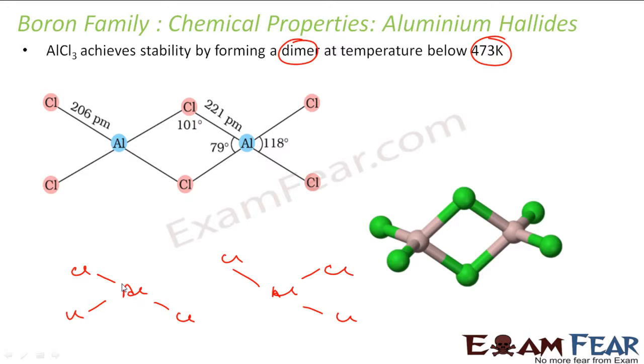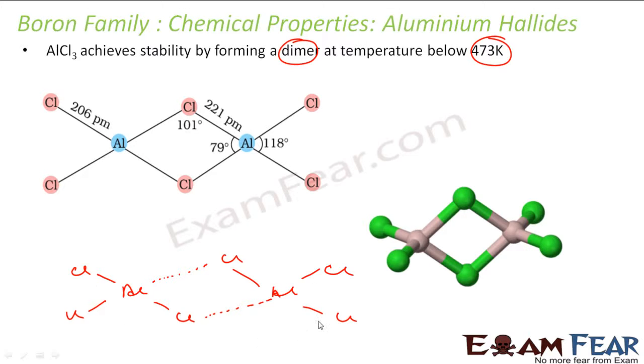So now if you see, this aluminum is not happy because it has 6 electrons: 2 plus 2 plus 2, 6. This is also not happy because it has 6 electrons. So this aluminum will form a bond with this chlorine, so it will get 8 electrons now. Correct? And this one also will form a bond with this chlorine, so this one will also get 8 electrons. So now this is happy, this is happy. Both the aluminums are happy.